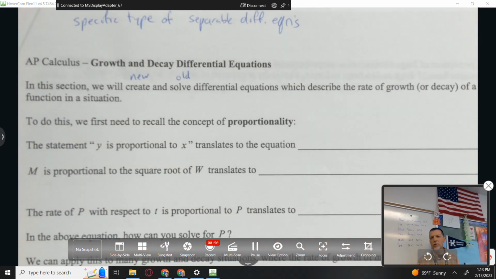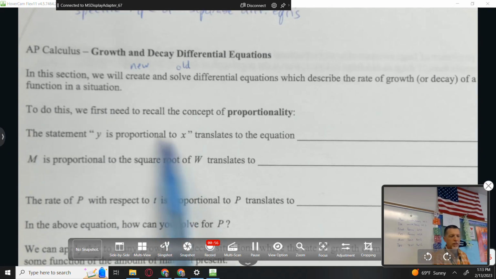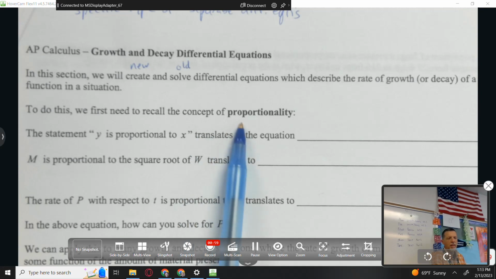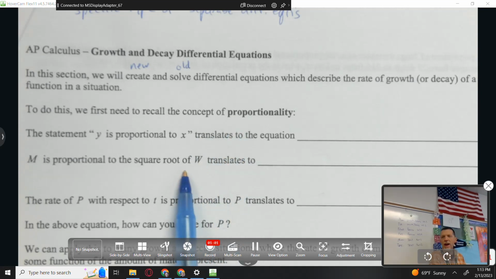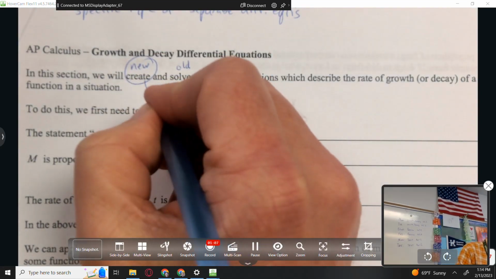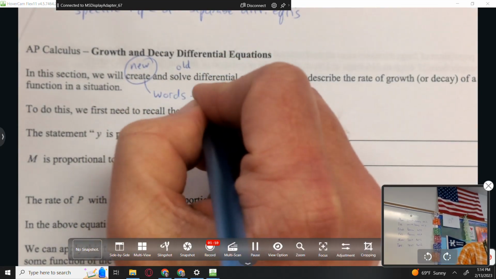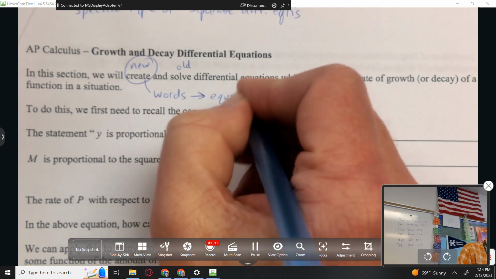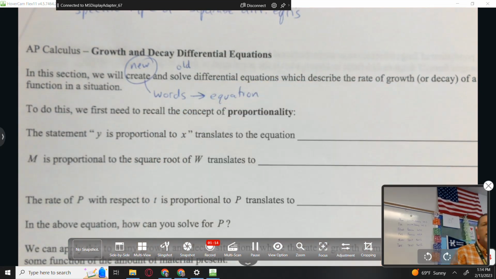Before, they just gave us the equation to work with. Today they're going to give us a statement, and the first part is translating English to math, going from words to an equation. That's the new part. Once we have an equation, then in theory we know how to solve it, but this will just be more practice for the solving part.